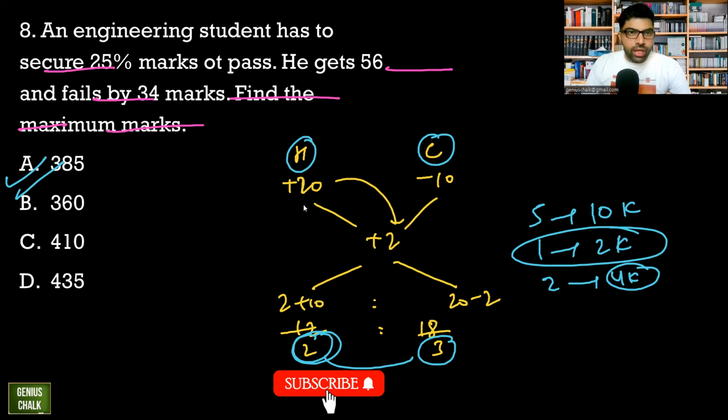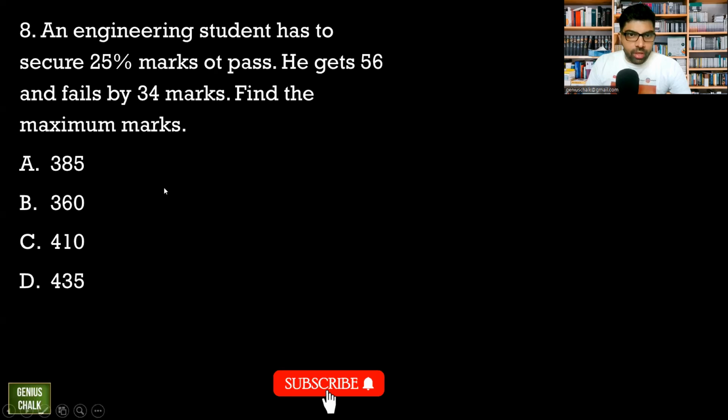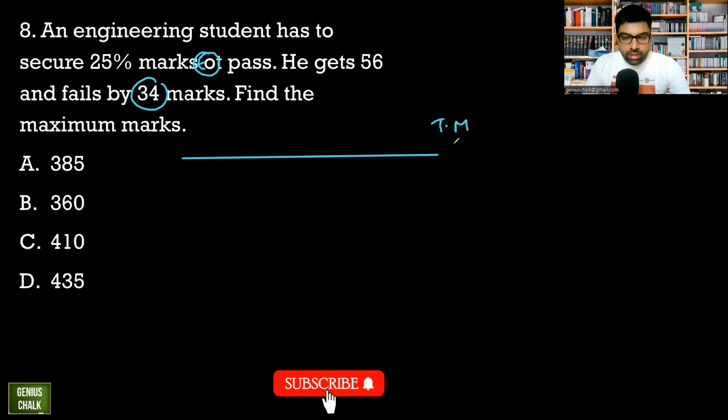Right. An engineering student has to secure 25% marks to pass and he gets 56 and fails by 34. This is not OT. It is DO. Okay. Printing mistake. So this is typing mistake. So this is the total marks. You see, this is the total marks and this is the passing marks, and passing marks belong to passing percentage as well. So 25% is a requirement here. The person is getting 56 marks. So he's getting 56.